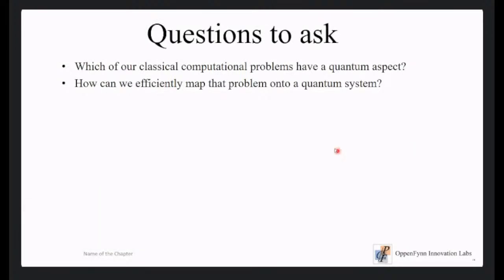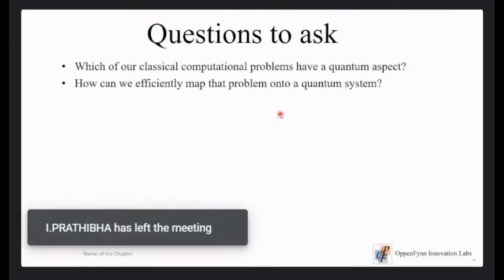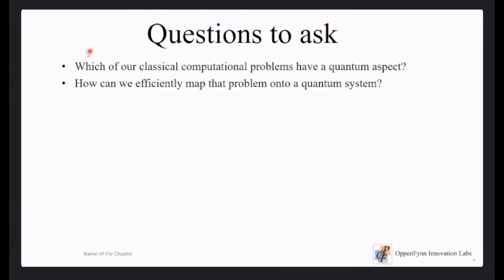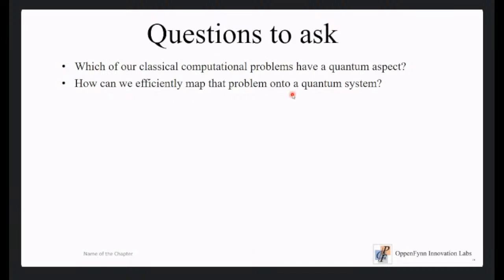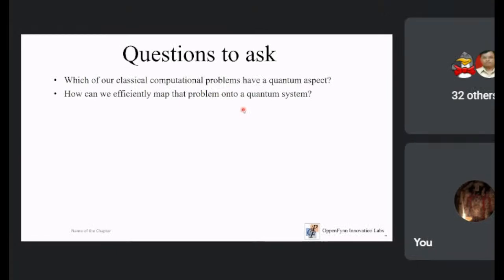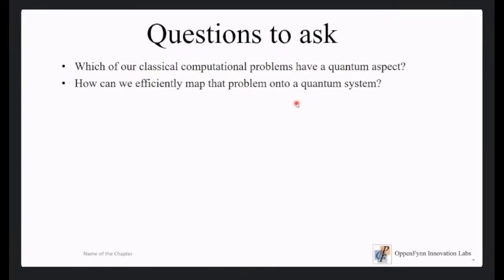With that understanding, before we actually go into solving quantum computing problems, I think we need to ask two questions. Which of our classical computation problems have a quantum aspect, and how can we efficiently map that problem onto a quantum system? This is very important when you try to solve a problem using a quantum computer. Like I said, the photon just goes about doing its business, or the soap bubble just goes about obeying the laws of physics. It is our duty to map that problem properly so that the solution that emerges is something useful for us.